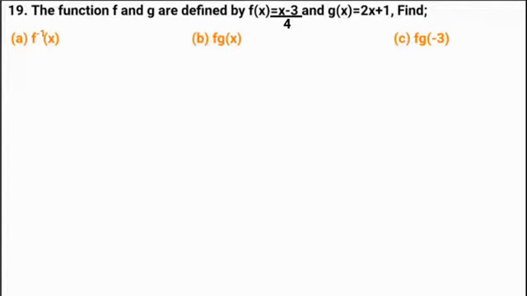So question 19 was: the functions f and g are defined by f of x is equal to (x minus 3) over 4 and g of x is equal to 2x plus 1. Find a, the inverse of f of x; b, fg(x); c, fg(-3). So what we're going to do first is find the inverse of f of x.